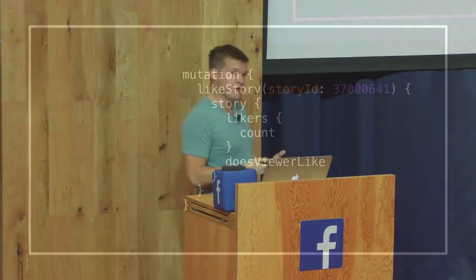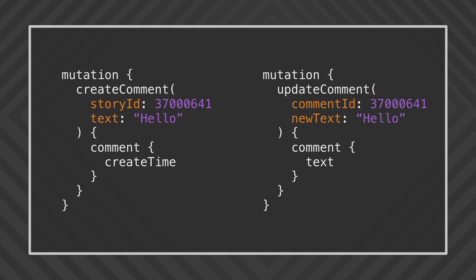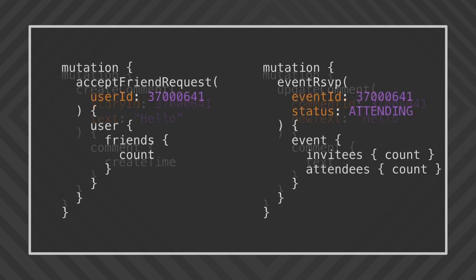So here, we know that the things that could change will be the like count, and did the viewer like it or not? So this says, mutate this story, and then after the mutation, query the story and get this set of information about it. So this can apply to, say, CRUD operations, like create and update, standard things. And you can imagine libraries that make it very easy to create this. And then also non-CRUD operations, just arbitrary business logic.